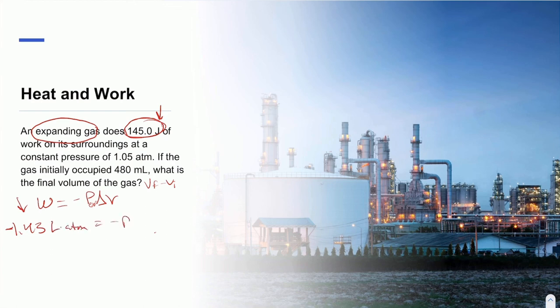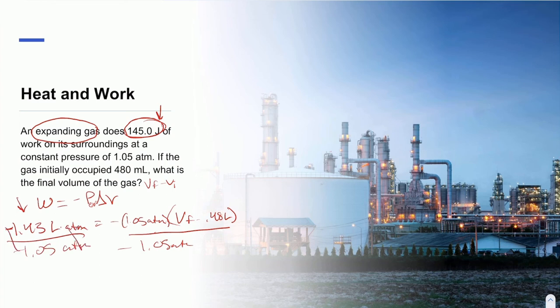Okay, so that's going to be equal to negative P delta V. And in this case, they told us P was 1.05 atmospheres. And then the delta volume, I don't know V final, but I do know V initial, which is 0.48 liters. So the very first thing we've got to do is divide the negative 1.05 atmospheres over. That way my negatives cancel and my atmospheres cancel. I get about 1.36, and this would now be liters, is equal to V final minus 0.48 liters. And then obviously at this point, it's just add 0.48 over. Ultimately you get about 1.84 liters as the V final.